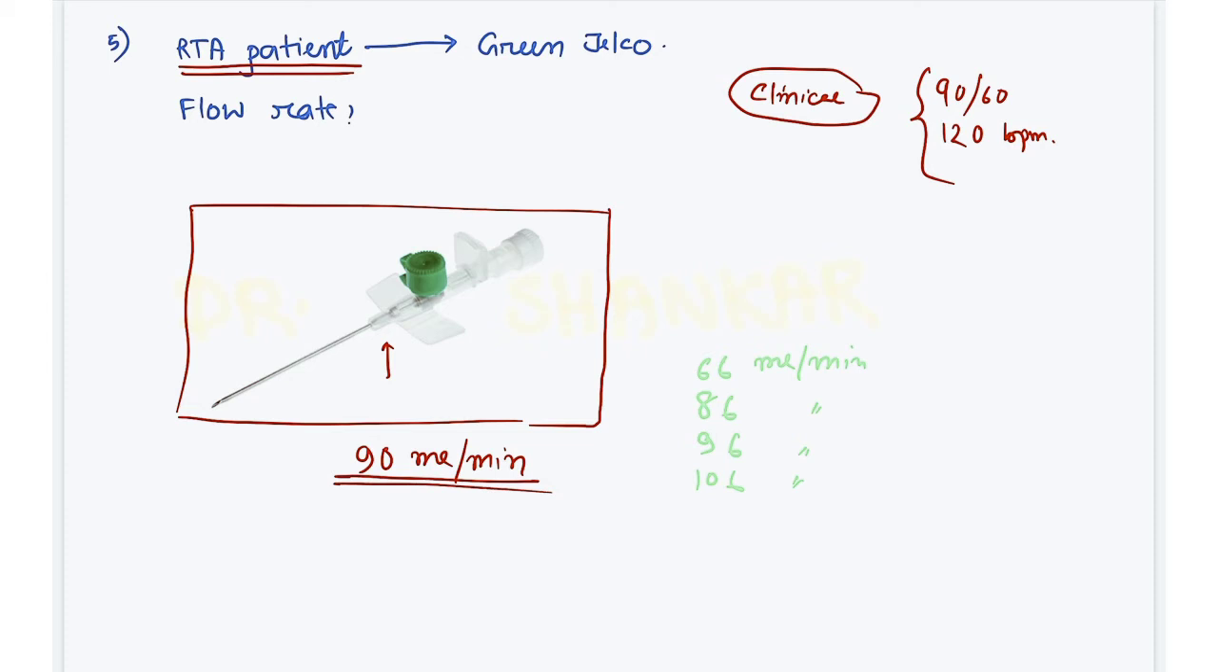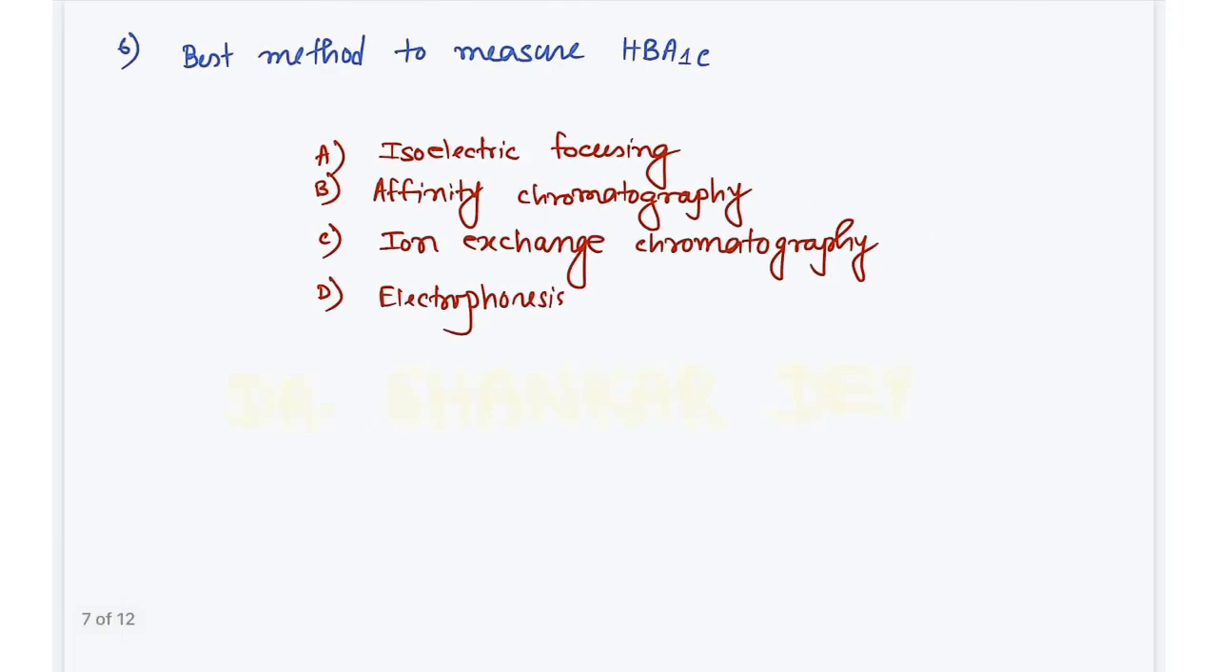So I don't know what is the actual answer for this question, either 86 or 96. 86 is the nearest to 90 ml per minute, so I think this is the probable answer, 86 ml per minute. Next question is question number 6.